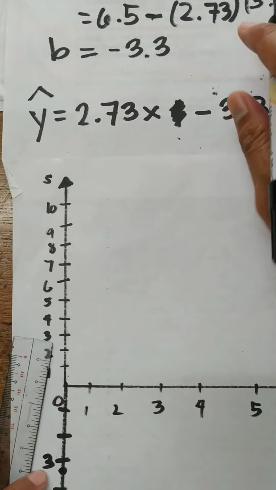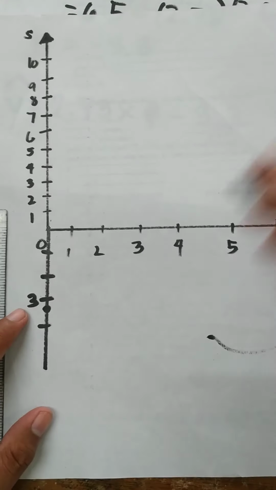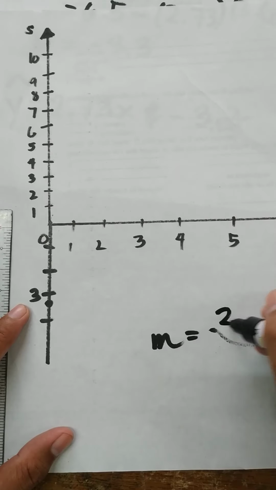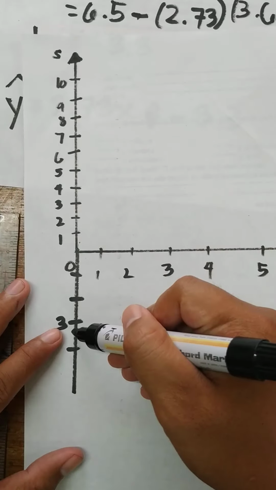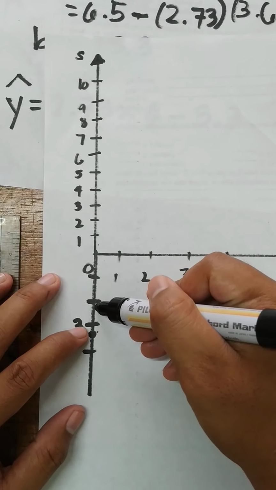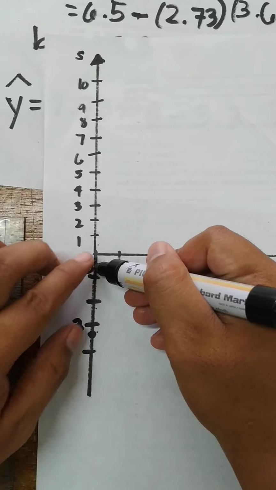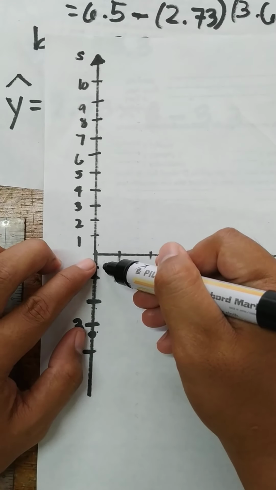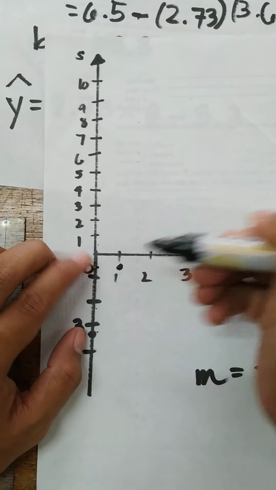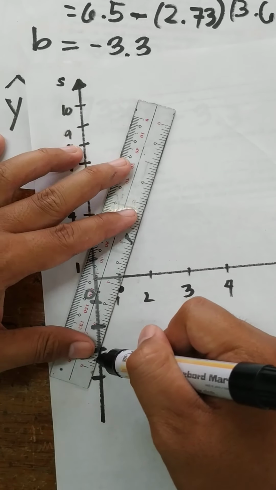And we have 2.73. So our rise is 2.73 and our run is 1. So we'll count 2 units, right? It's like 1, 2.73, so 0.5, so it's somewhere like here, and then 1 unit. I'm going to run 1 unit, so it's somewhere around there, and I'm going to connect it with my straight edge or my ruler.